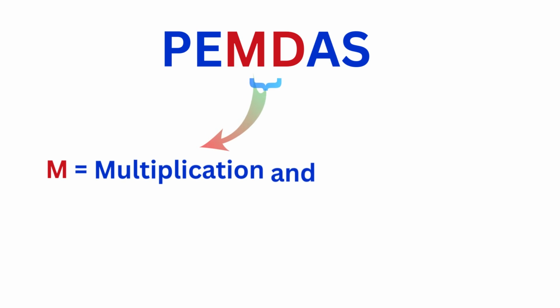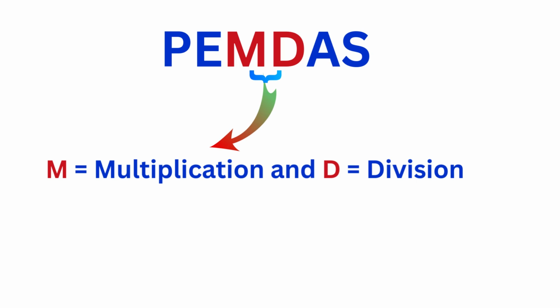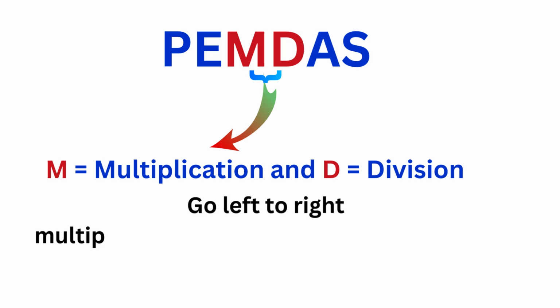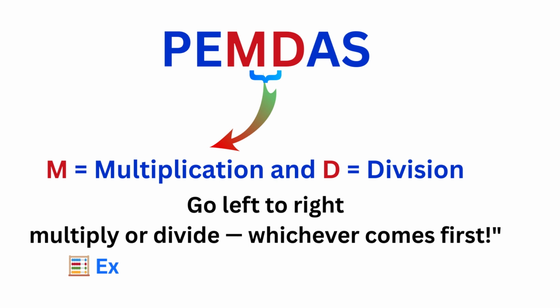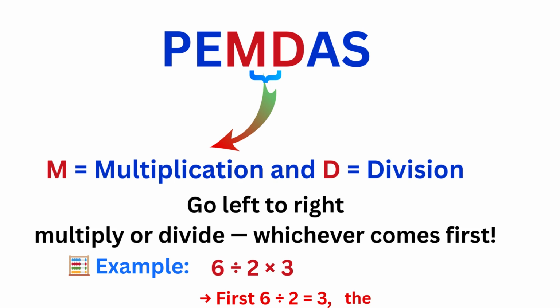M equals multiplication and D equals division. Then go left to right, multiply or divide, whichever comes first. Example, 6 divided by 2 times 3. First 6 divided by 2 equals 3. Then 3 times 3 equals 9.